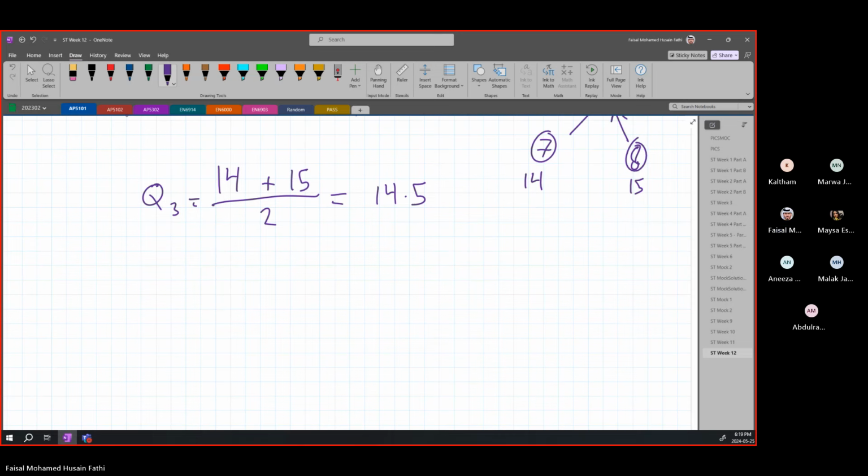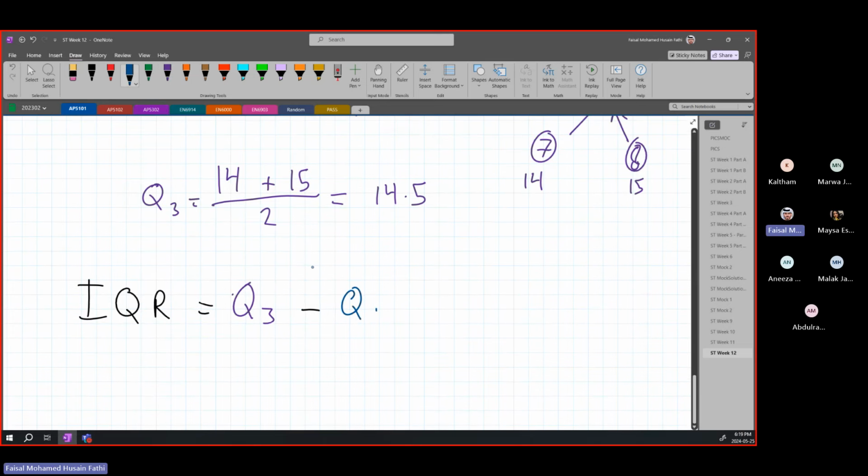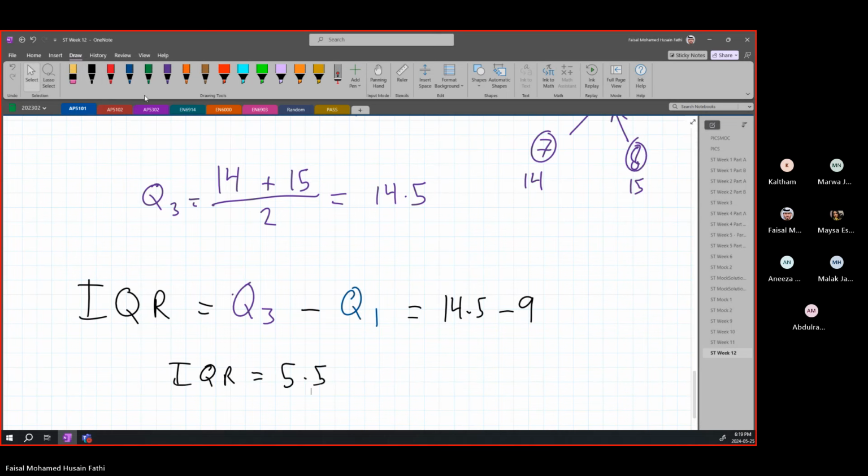Last step is the interquartile range. Very easily, it is, let me keep this in black. So interquartile range is going to be equal to Q3 minus Q1, which was 9. So it is equal to 14.5 minus 9. So your IQR is equal to 5.5. Tamam? This is pretty much it.